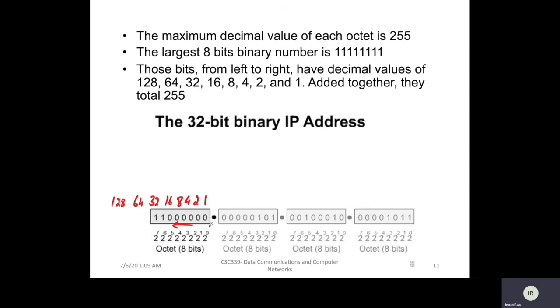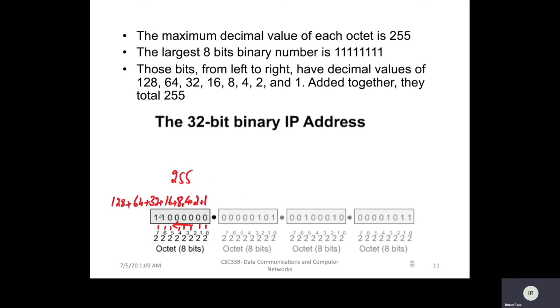And if all these bits are 1 in any of the octets, this means I will add all of these values, and the maximum value of this octet would be 255. So the maximum decimal value of each octet is 255, and this is the case where all these bits are 1, right? Means their value is set. So we can easily determine the value of any of these octets.